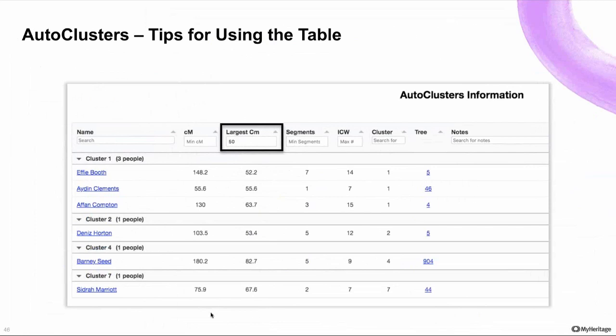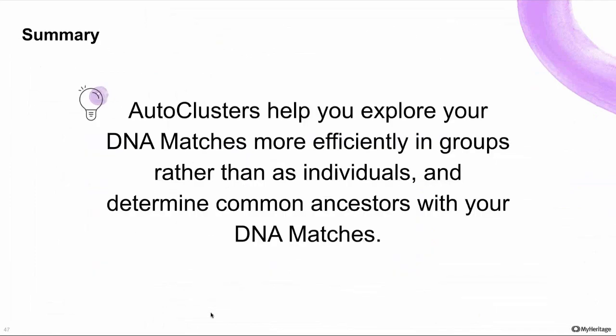So to summarize, the AutoClusters help you explore your DNA matches more efficiently in groups rather than as individuals. If I had to summarize it into one sentence, this is what I like the most about it. Up till now, we looked at matches in the context of 1-to-1, in the shared DNA matches on 1-to-2. In our chromosome browser, we were able to try and triangulate up to 7 individuals, but that was all very manual and going one by one.